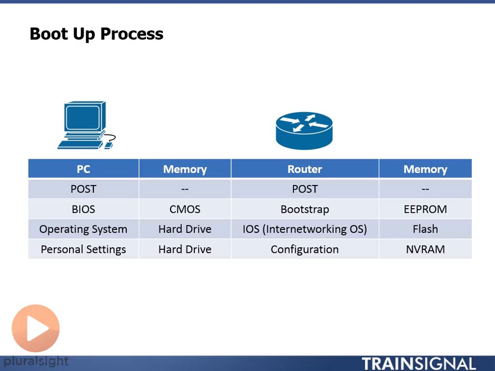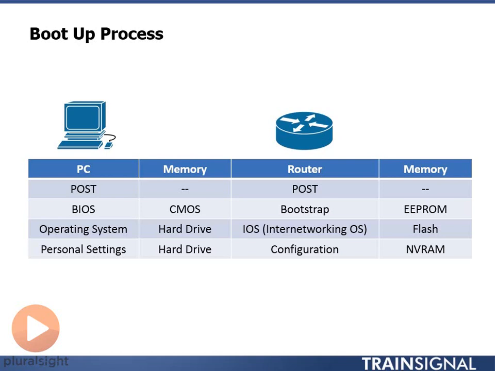IOS, the Internetworking Operating System, is stored in flash. And that flash memory is just like the flash memory of a USB drive. As a matter of fact, on a lot of routers, it's going to be stored as the old school compact flash card that you used in old school digital cameras. So we store our IOS in flash, and then last we store our configuration file in this strange little piece of RAM called NVRAM.